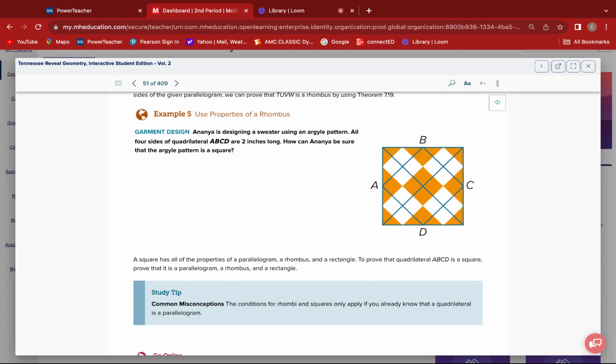All right, example 5. So we got a design here. Ananya is designing a sweater using an argyle pattern. All 4 sides of the quadrilateral ABCD are 2 inches long, so 2, 2, 2, 2. So it appears to be either a rhombus or a square. How can Ananya be sure that the argyle pattern is a square? Well, just because these 4 sides are equal doesn't mean it's a square. It could be a rhombus. So I guess the first thing I need to do is figure out if these diagonals are equal to each other.